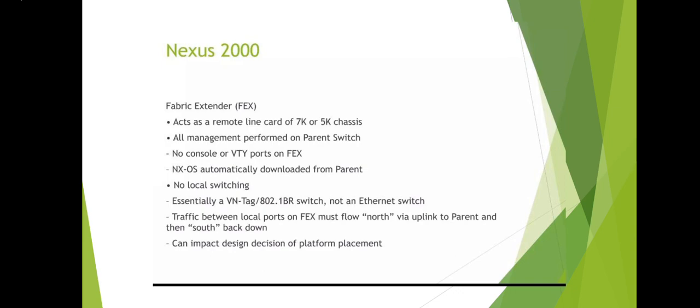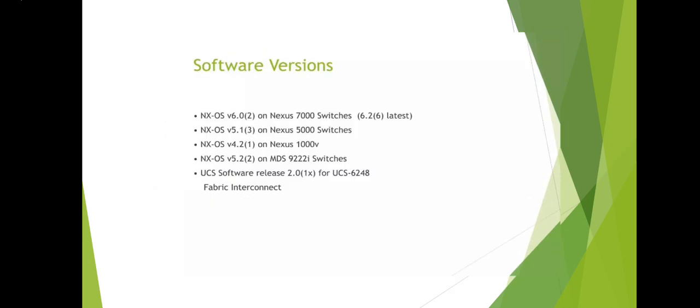No local switching. It's not an Ethernet switch. It's a port extender. It can impact design decisions of platform placement. Traffic between local ports on FEX must flow north via the uplink to the parent and then south back down. The software versions that we've got are Nexus version 6.0, then we've got version 5.1, 4.2 and 5.2.